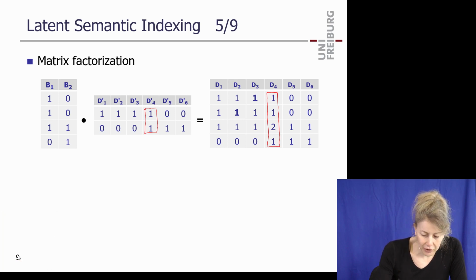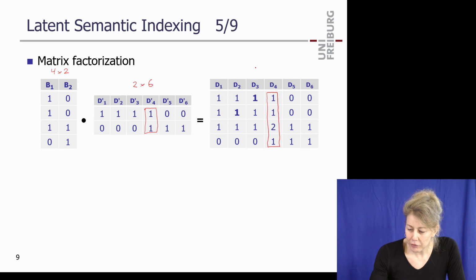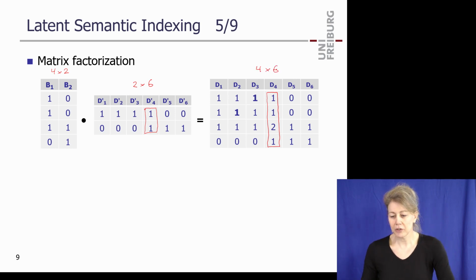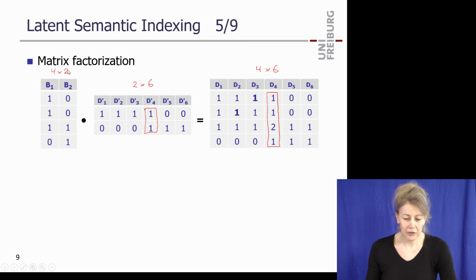Whenever you do a matrix multiplication, you should always check that the dimensions work out. This is a 4 times 2 matrix. These are just headings. This is a 2 times 6 matrix. And this is a 4 times 6, the changed matrix, not the original one. So this works: 4 times 2 and 2 times 6. This has to work, otherwise you can't multiply them. It gives a 4 times 6 matrix.